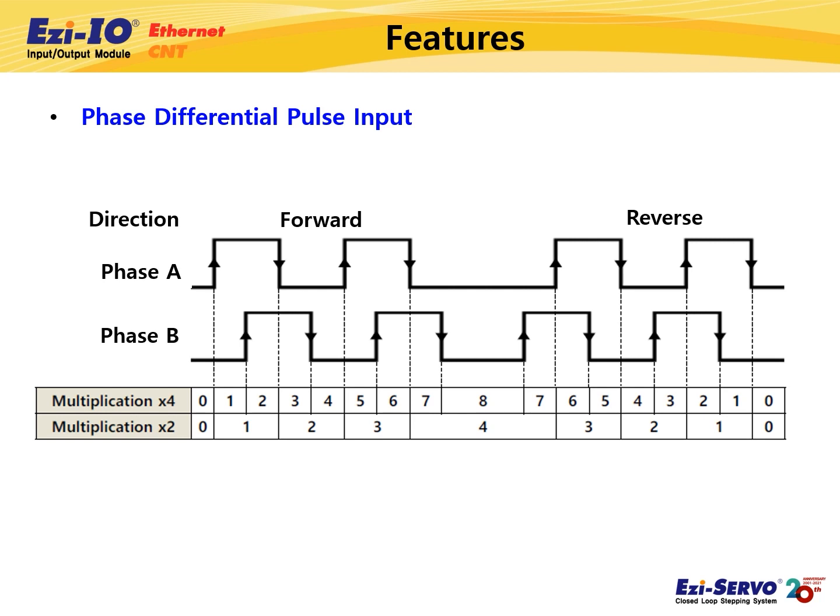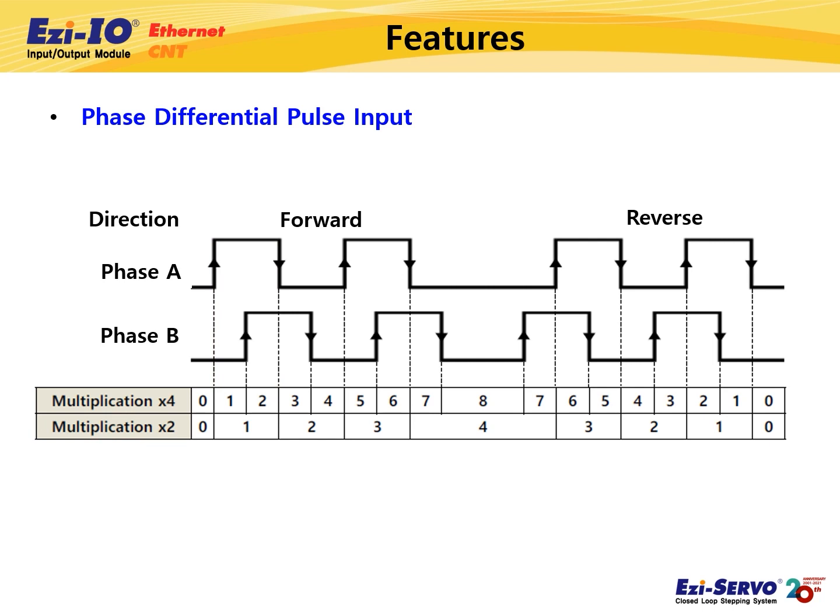Ezi-IO Ethernet CNT can count by doubling or quadrupling the phase differential pulse input. In case of quadrupling the phase differential pulse input, count is executed from the rising or falling edge of A phase and B phase signals. And in case of doubling the phase differential pulse input, count is executed from the rising or falling edge of the A phase signal, and the B phase signal orders the count direction.